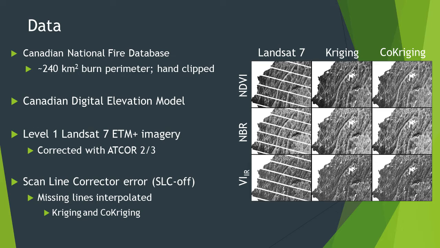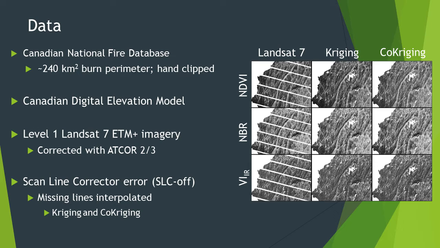The study area perimeter was hand-clipped to roughly 240 square kilometers by removing urban areas in the north. The Canadian Digital Elevation Model was used for image corrections of topography. Landsat 7 ETM Plus Level 1 data for August 5, 2007 and September 30, 2010 were acquired for the study. ATCOR 2.3 was used to correct imagery for atmospheric and topographic effects. Multispectral data were corrected to top of the atmosphere reflectance. Brightness temperature was corrected to land surface temperature. Gaps resulting from Landsat 7 scanline corrector failure were interpolated to maintain data integrity and cartographic display.